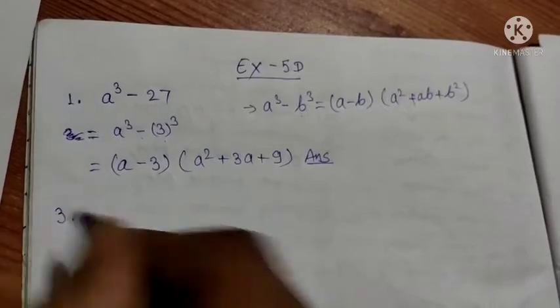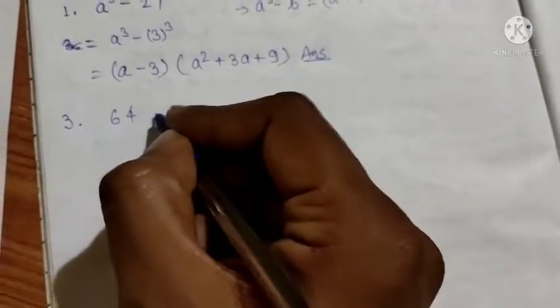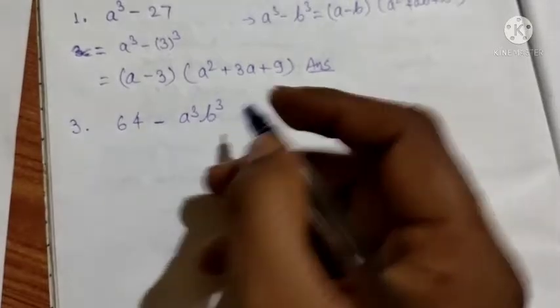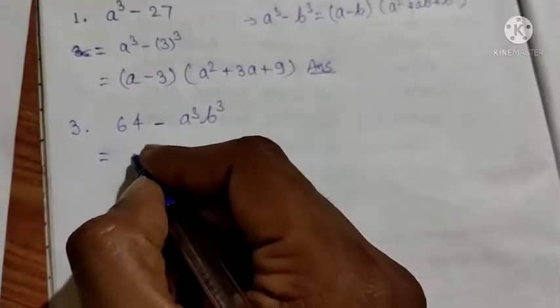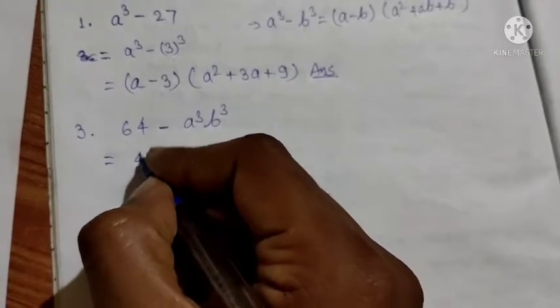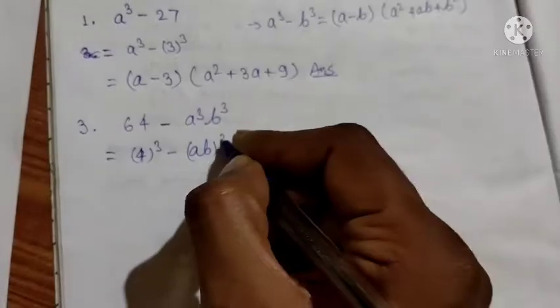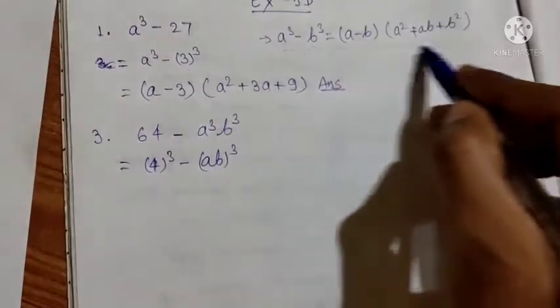Now we are going to solve question number 3. It is similar to this, as question number 3 is 64 minus a cube b cube. So it will be 4 cube minus ab whole cube. Now it is also in the form of a cube minus b cube, so we are going to apply the same formula.